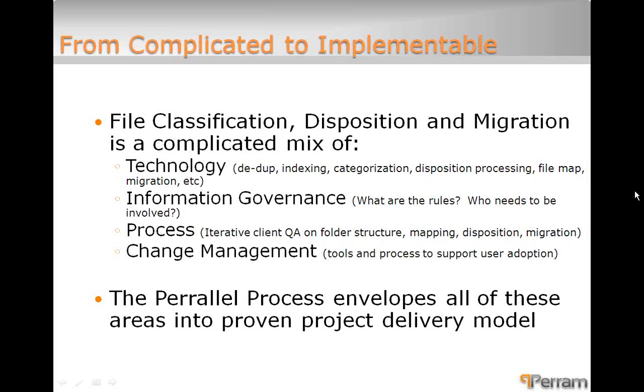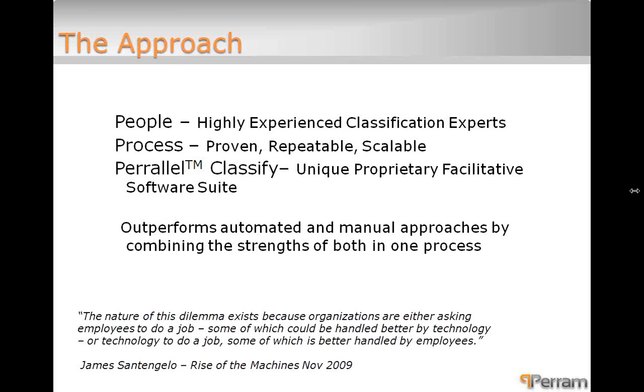So when we look at these 4 areas, really what we've done over the past 10 years is wrap those up into what we call the parallel process. And the parallel process is really about taking that legacy content, building out that taxonomy and the metadata, and then organizing the legacy content and migrating it into the new system in a way that the users will be able to use effectively. How do we do it?